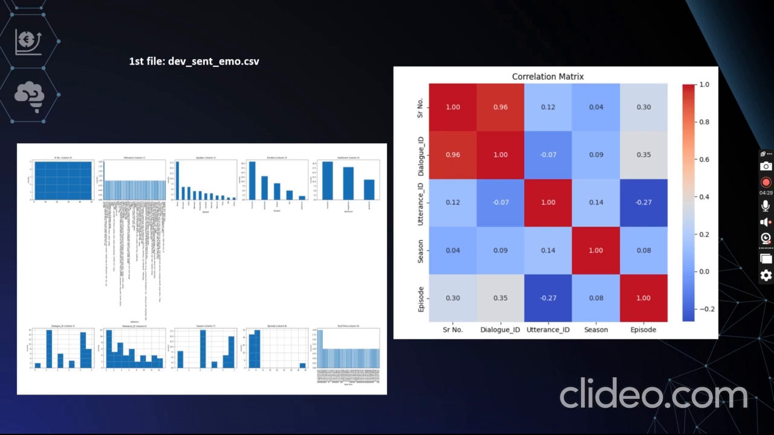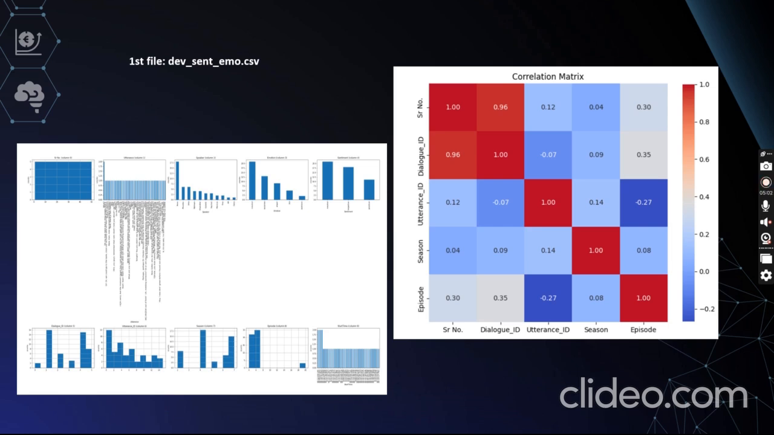And season and others. While considering season and others, we are getting close to zero, because it is showing very weak or no correlation. Seasons are almost uncorrelated with the serial number, dialogue, or episode. This could be due to interleaved or uneven distribution of scenes across scenes in the subset.